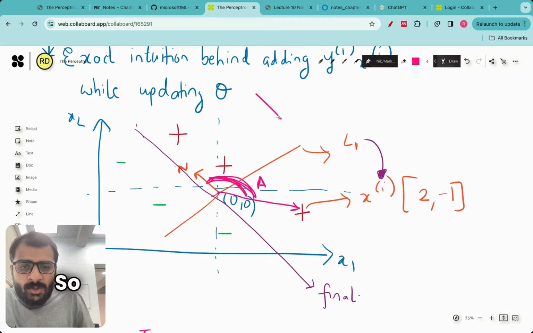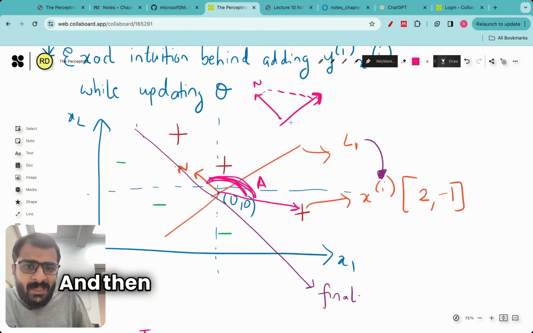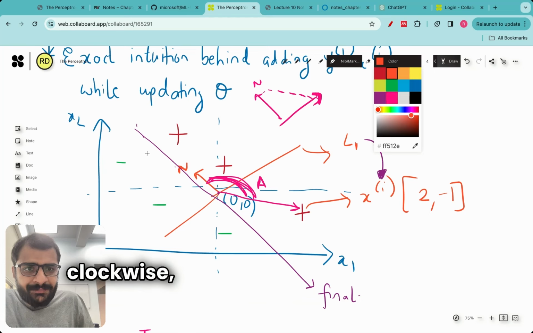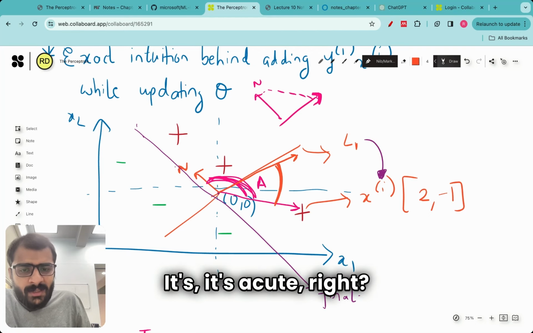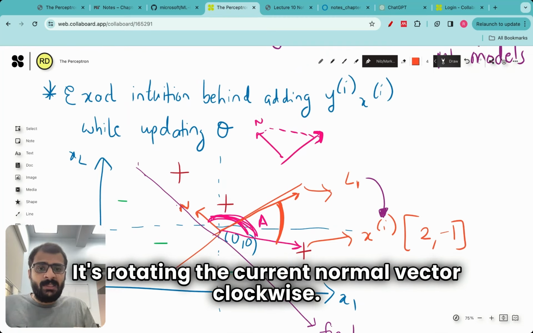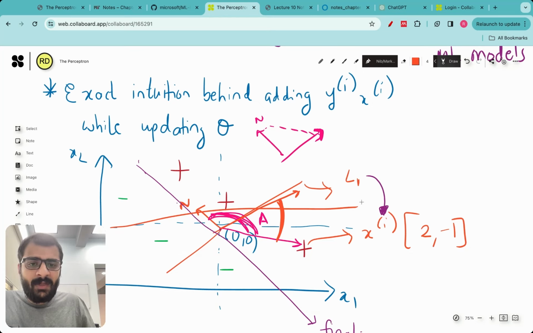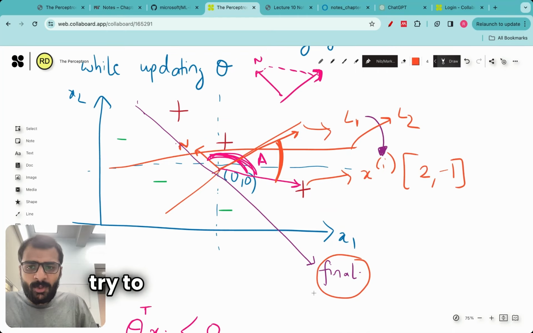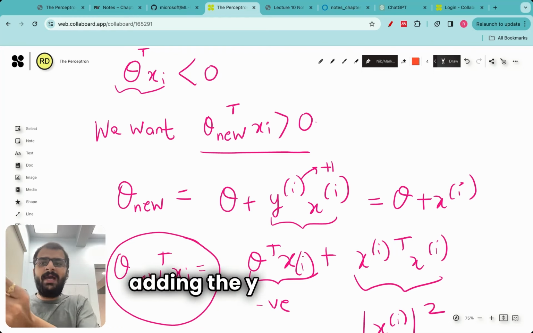It's rotating this normal n. So let's say the normal n is like this right now. It's rotating it clockwise so that it will come somewhere here, and then the angle between this and the x vector will be a positive angle. So let's say n rotates a bit clockwise and comes here. Now look at this angle. It's acute, right? This is what we want. Essentially, adding yi xi is doing that. It's rotating the current normal vector clockwise. So our new hypothesis will be somewhere in the rotated direction, somewhere around here. Then maybe in the second iteration it is not perfect, but in the third iteration, it will rotate further and try to reach the correct final value. This is the actual intuition behind adding the yi term.